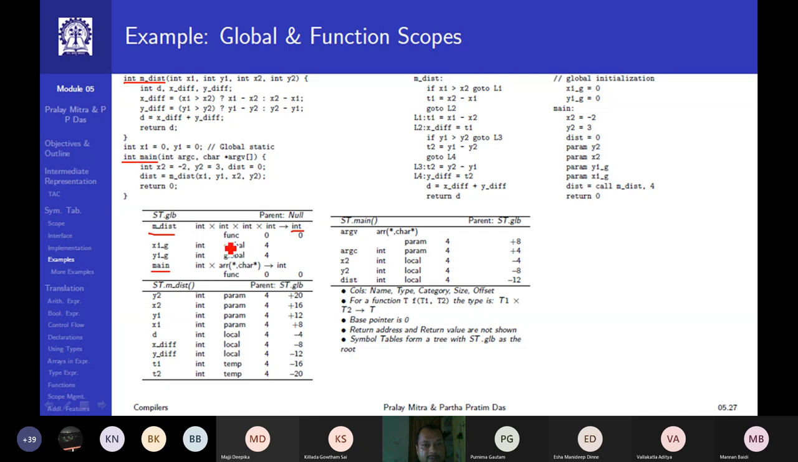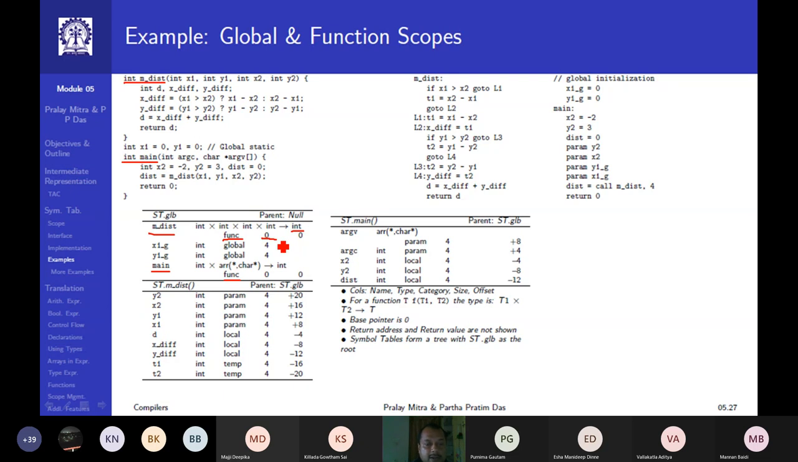Now of course this is global, but its type is actually function. So I am writing function. And how much memory is required for this one? 0. Nothing is required. For the declaration, nothing is required.